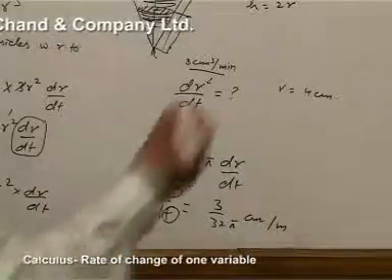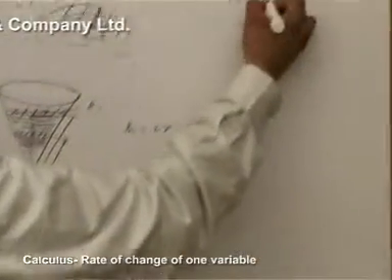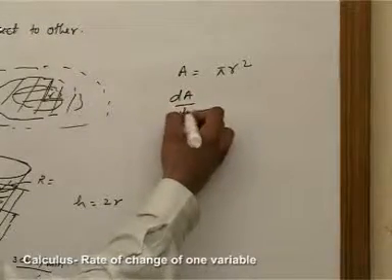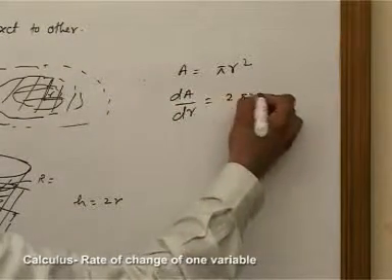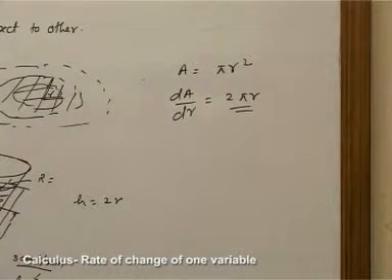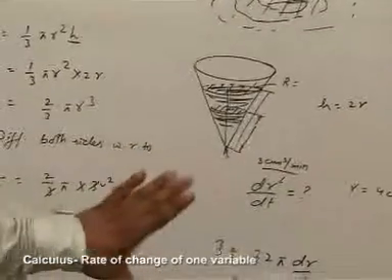Another case can be, say you want to calculate area with respect to radius for a circle. Area is pi r square, dA by dr is simply 2 pi r. So this is the case when one variable is changing with respect to the other, we can apply differentiation to calculate its rate of change. If one variable's rate of change is given, we can calculate the rate of change of the other variable.